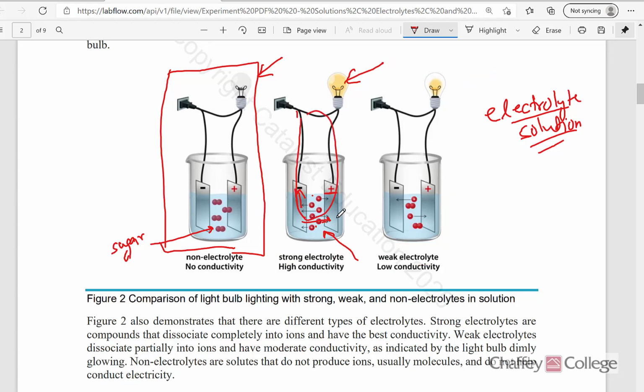So in this lab, we will see some solutions which may conduct electricity. They may conduct a lot of electricity, then they will be classified as strong electrolytes. Or they may not conduct any electricity, then they will be classified as non-electrolytes. Or they may conduct a little amount of electricity, then they will be classified as weak electrolytes. So in the lab report, we will see some solutions that are not conducting electricity. In that case, the light bulb will not light up. So we have to classify accordingly into these three categories.